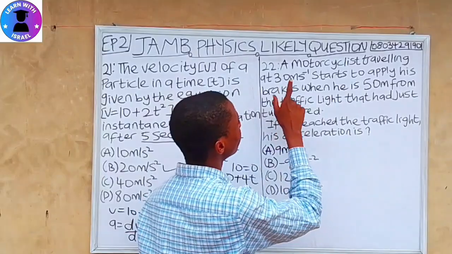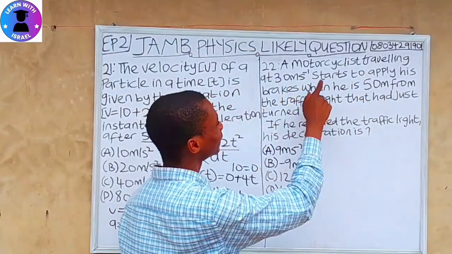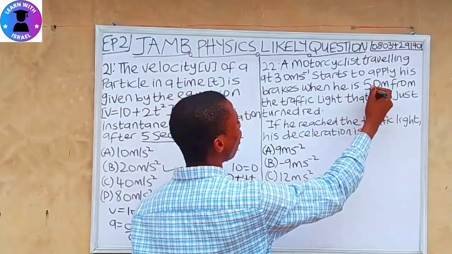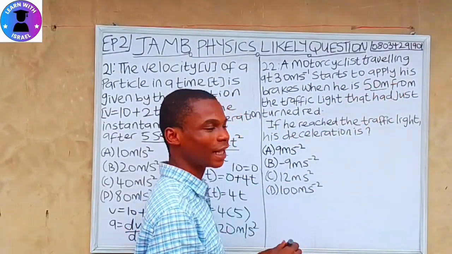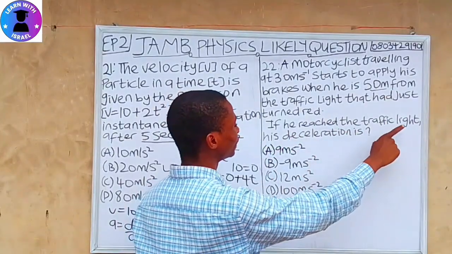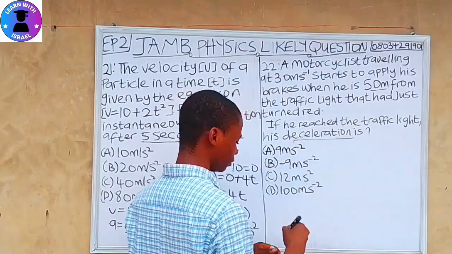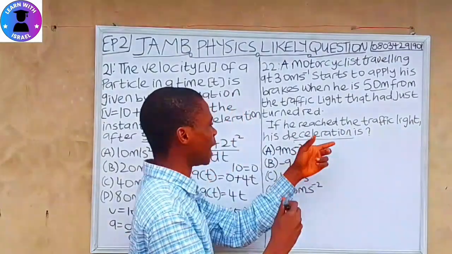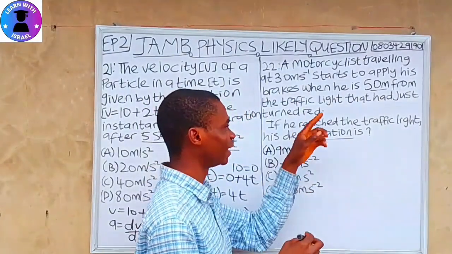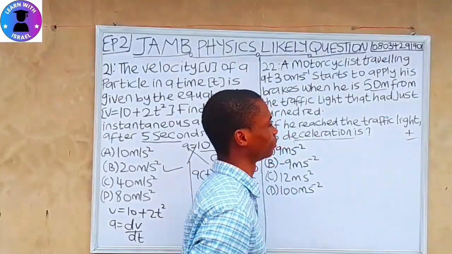Question 22. A motorcyclist traveling at 30 meters per second starts to apply his brakes when he is 50 meters from the traffic light that had just turned red. If he reached the traffic light, his deceleration is towards deceleration. Deceleration is going back. Why? Acceleration is moving forward. Deceleration is going back. For acceleration, you use plus. For deceleration, you use minus.